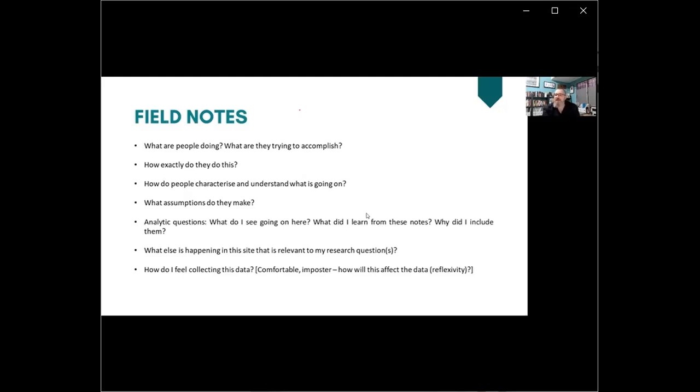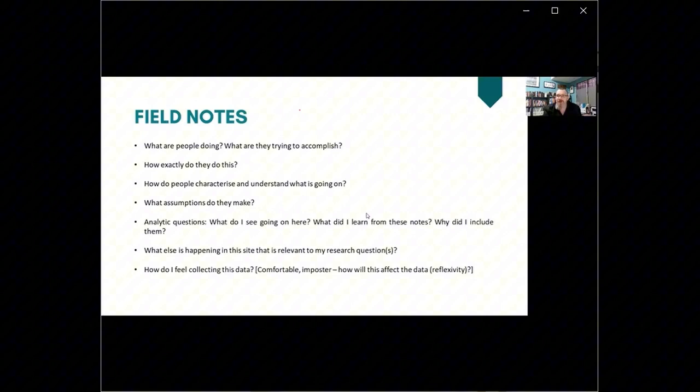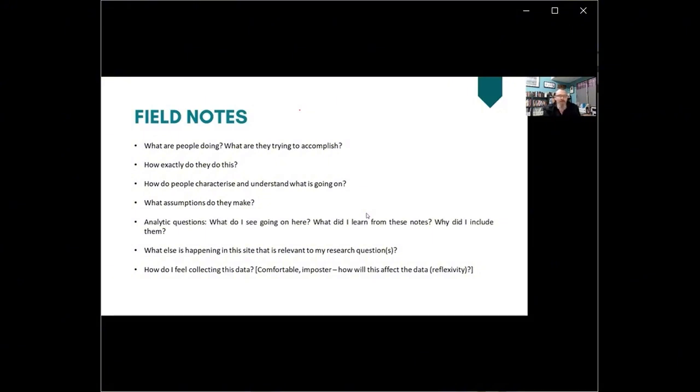How do people characterize and understand what's going on? What are their reactions to the situation that they find themselves in? And how do they structure it? Not only how do we interpret what they're doing, but how do they structure it for themselves? What assumptions do they make? One of the assumptions that may be made is nobody's watching us. So, of course, they behave in a way that might be less legal or less ethical than if they knew that somebody was observing.